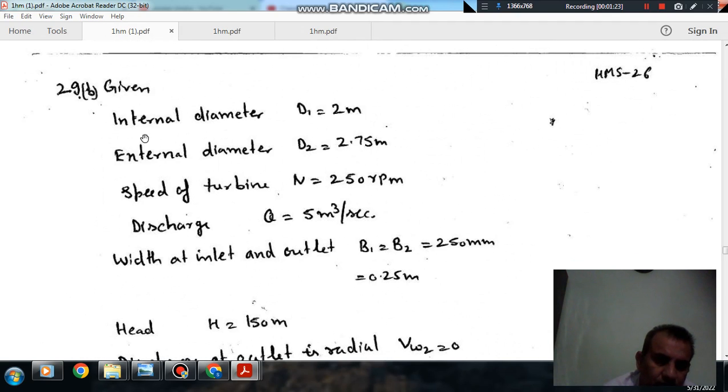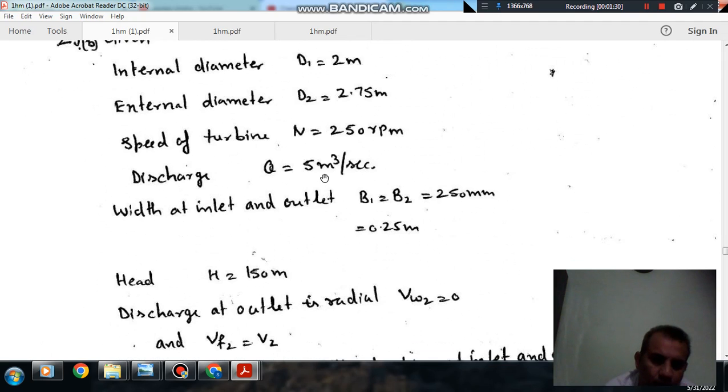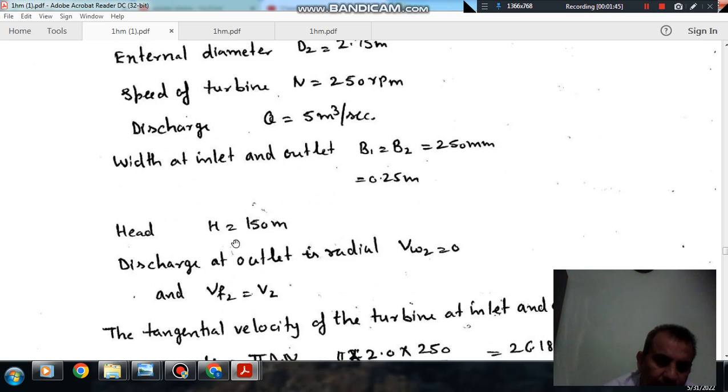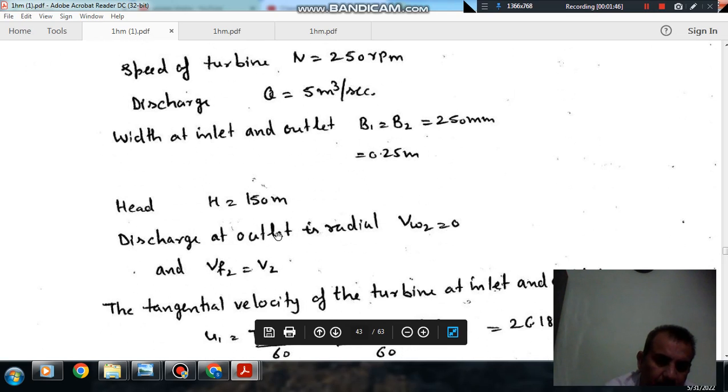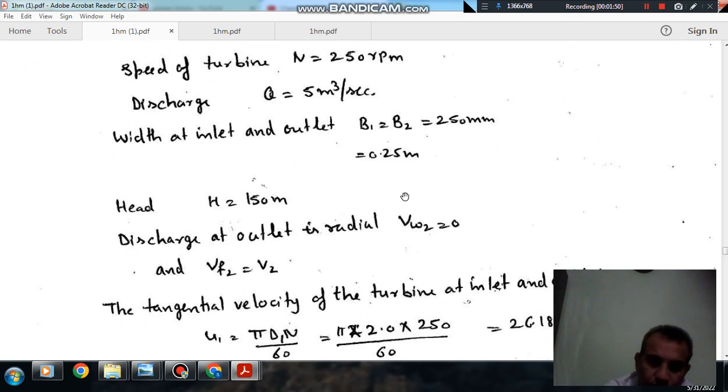Okay, so the internal diameter is 2 meter and external diameter is 2.75 meter, and speed of turbine is 250 rpm and the discharge is 5 meter cube per second. The width at inlet and outlet are equal, that is B1 and B2, 250 mm or 0.25 meter. The head is 150 meter. The discharge at outlet is radial, so it means Vw2 is 0.